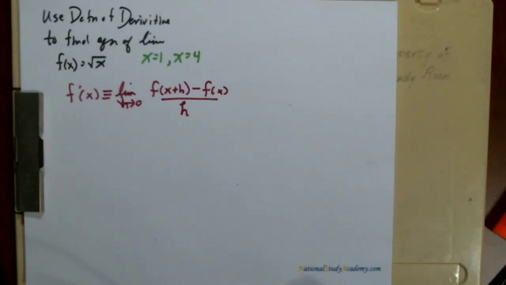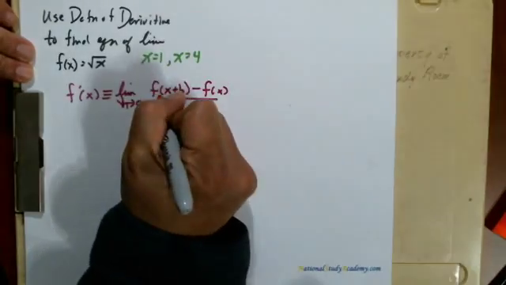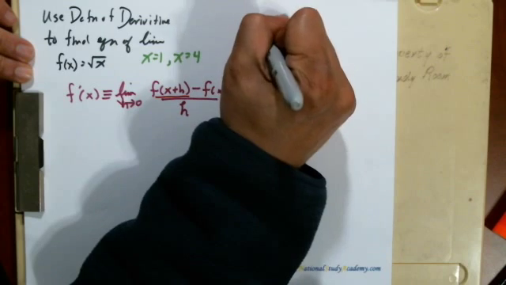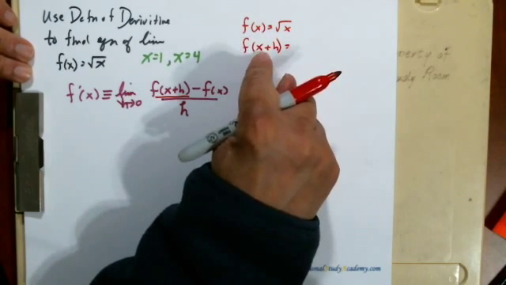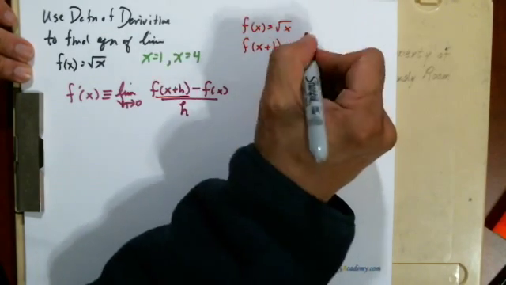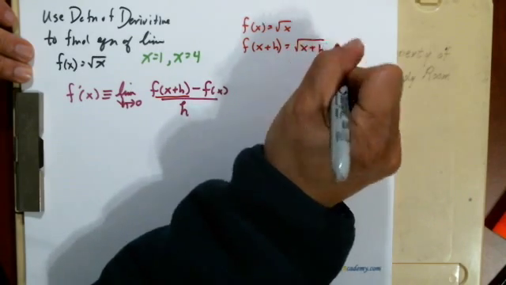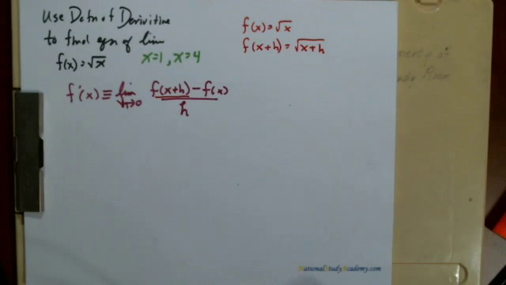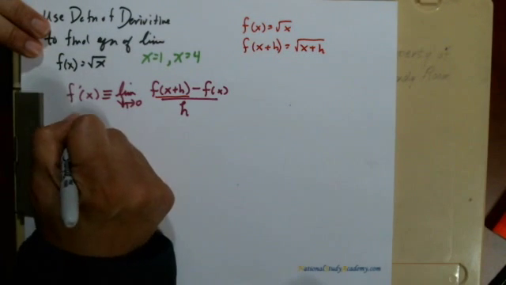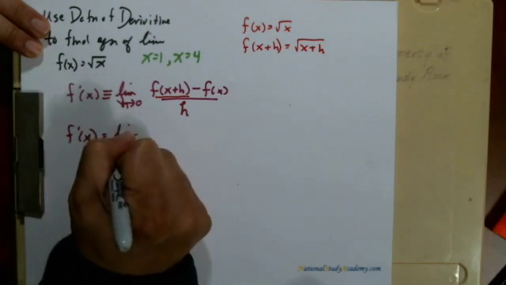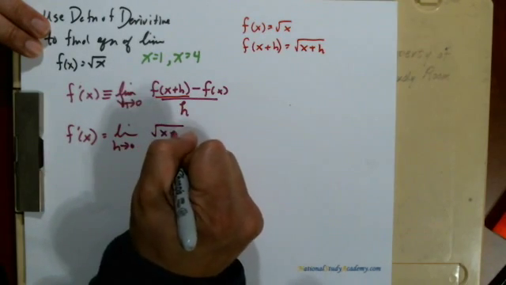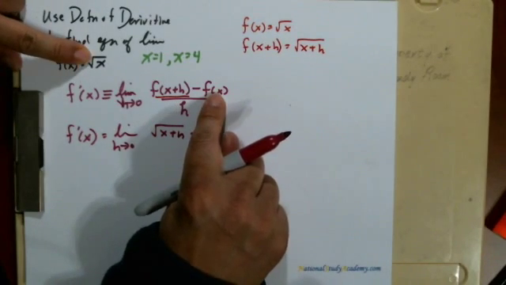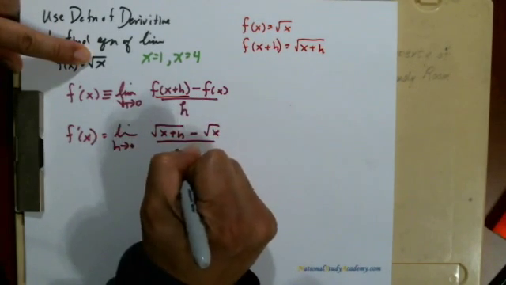So the first thing we have to do is find f of x plus h using this function right here. Since f of x equals the square root of x, for f of x plus h we stuff x plus h where there's x. So f prime of x is equal to the limit as h approaches 0 of the square root of x plus h minus f of x, the square root of x, all over h.